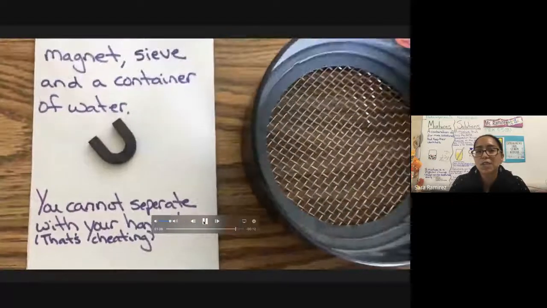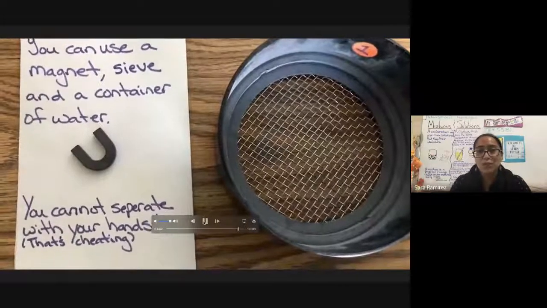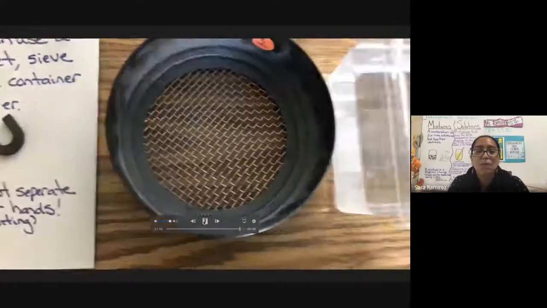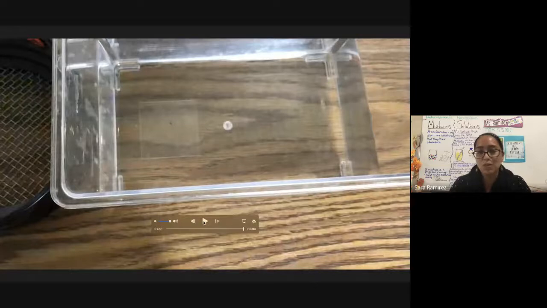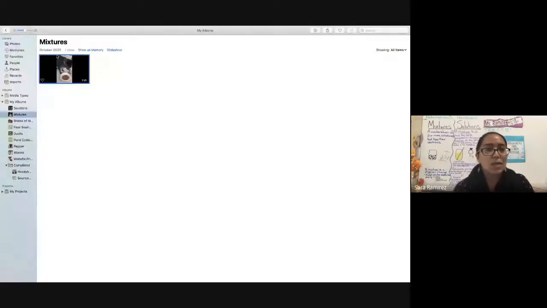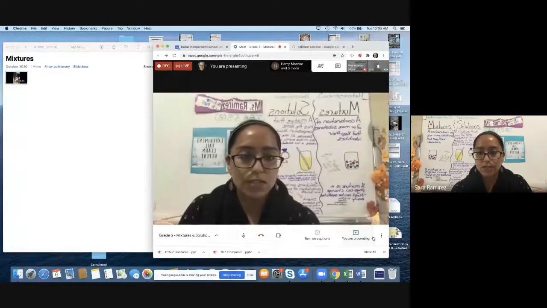Some science tools that you might use would be a magnet, a sieve, which is the filter that you see right next to it, and then a bucket of water. So describe the steps and the processes that you would use to help you separate that mixture that I just showed you guys. So I'm going to stop my screen share and we're going to go back to our presentation.